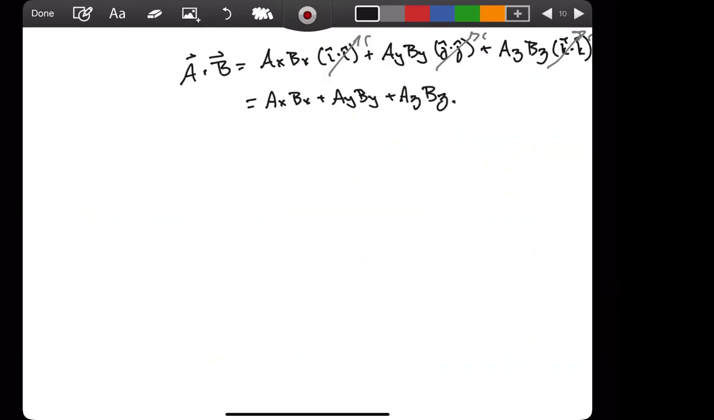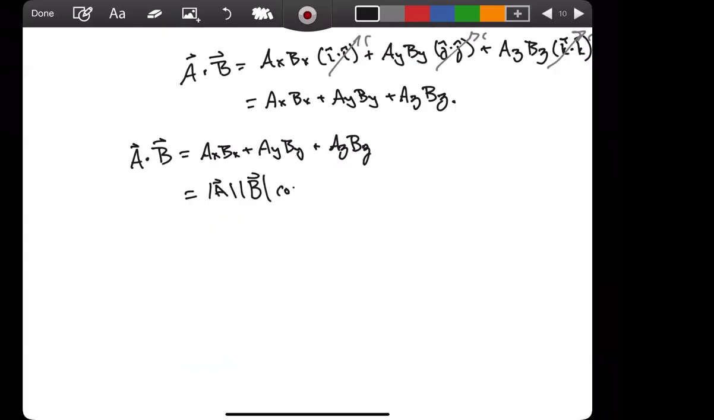So putting everything together, we have two alternative definitions of our dot product. A dotted with B is equal to AXBX plus AYBY plus AZBZ, which is also equal to the magnitude of A times the magnitude of B times cosine of the angle between the two. Okay.